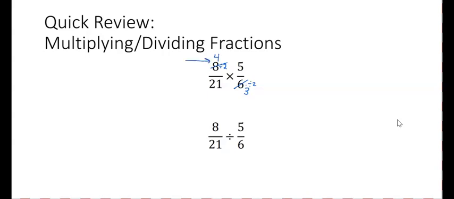Now I can multiply numerator times numerator, denominator times denominator. 21 and 5 are diagonal from each other. They don't share any common factors, so that's how I know to go ahead. 4 times 5 is 20. 21 times 3 is 63. And I have multiplied my fractions.